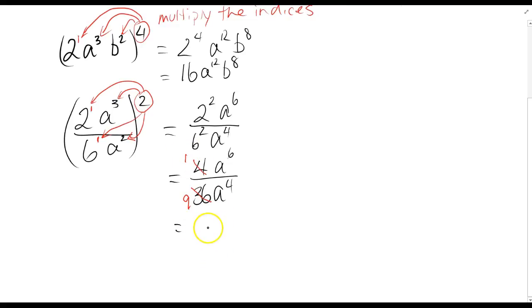So I'm going to have 1, and the a's here, really I've got what? A to the 6 minus 4, so that's going to be a squared. So I've got 1 a squared over 9, and that a to the 4 is not there anymore because I've got a positive a squared here, so it's in the top. Now I don't need to write that 1, so the final answer would actually be written as a squared over 9. So they're the questions that we're going to look at today.